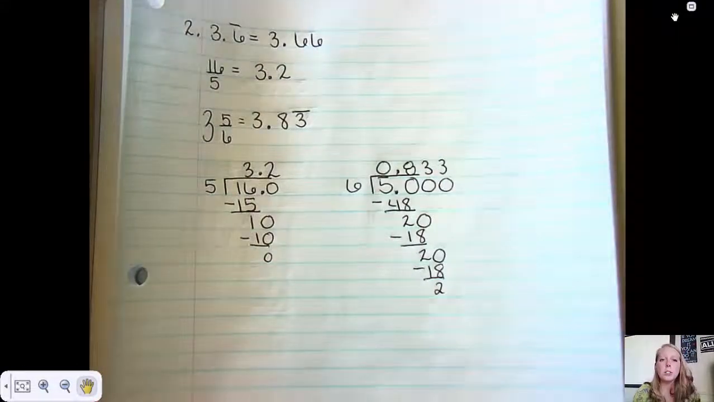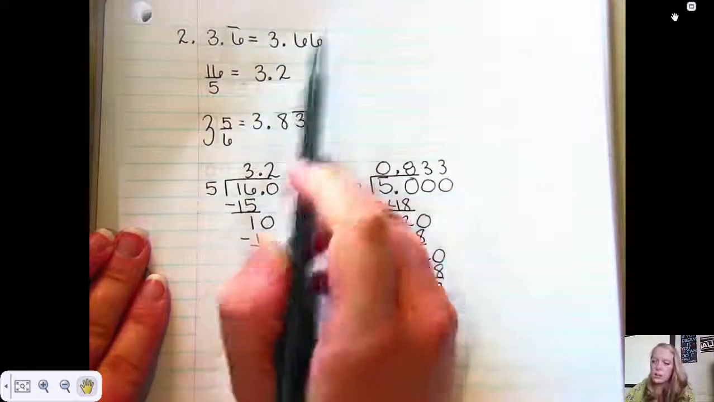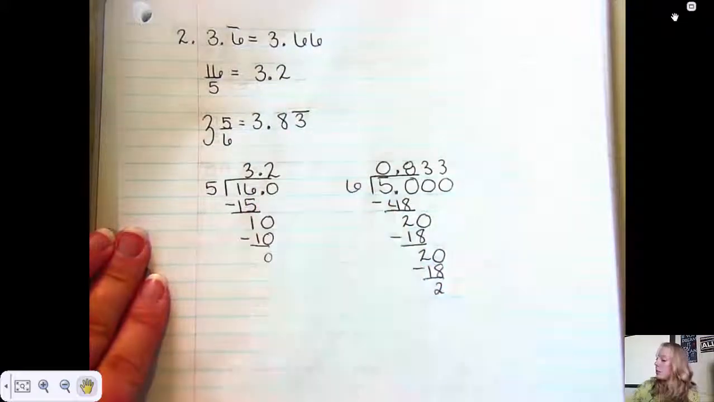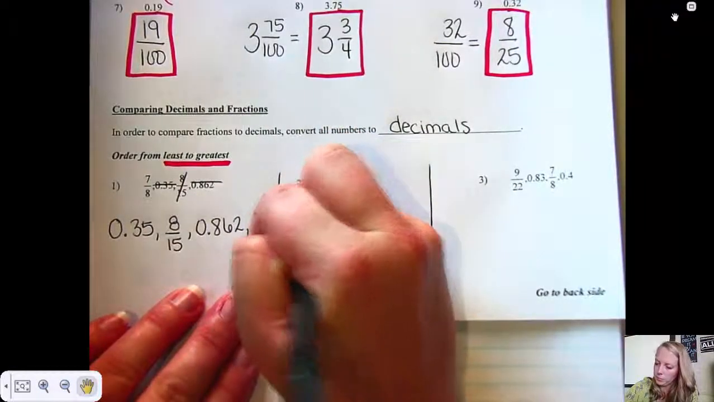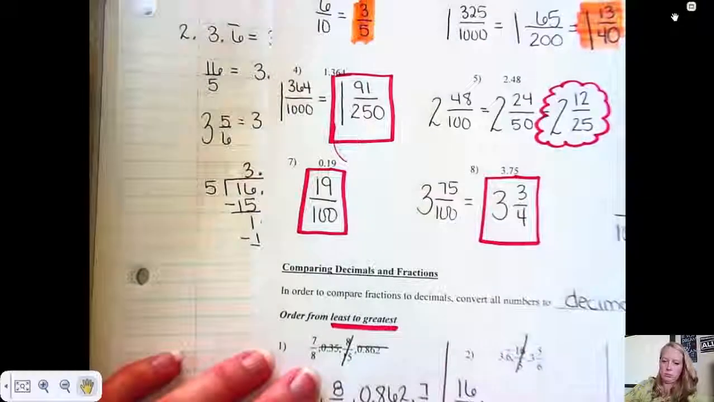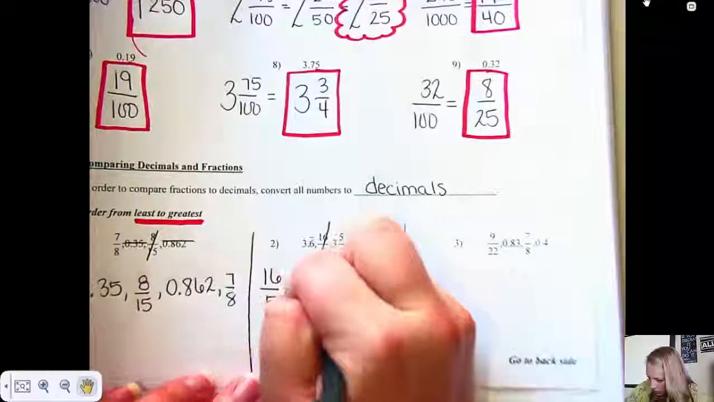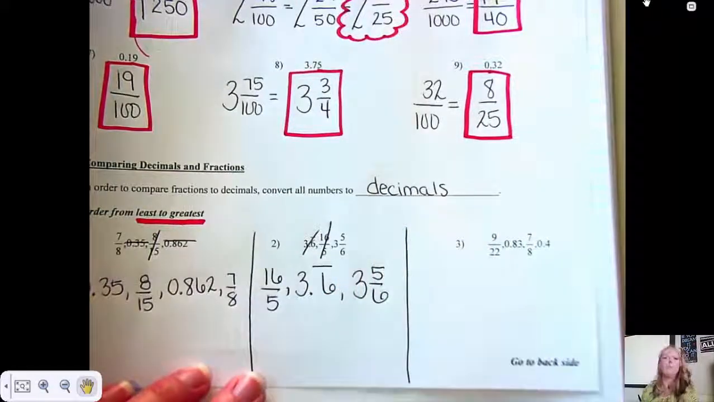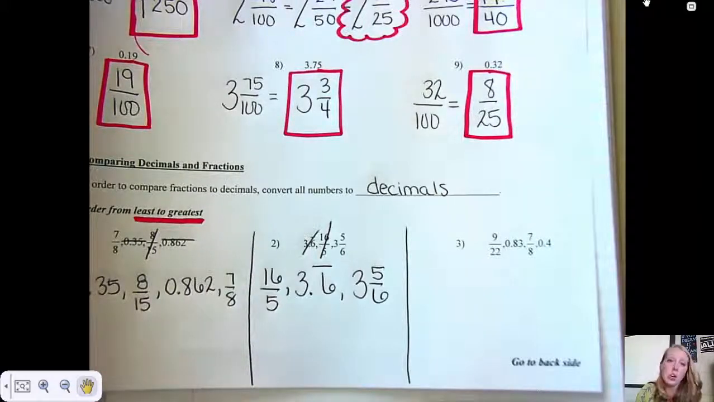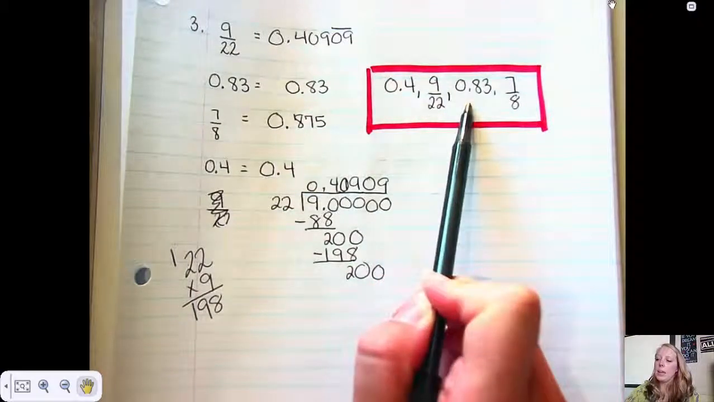Okay, let's put them in order, least to greatest. 3.66, 3.20, 3.83. Well, there's your lowest number, and it was 6/15 from the get-go. Cross it off, cross it off. This would be next. It was 3.6 repeating. And the only thing left would be 3 and 5/6. Okay, try the last one on your own. Remember, you have to show work. Here's the answer to number 3: 0.4, 9/20, 0.83, and 7/8.